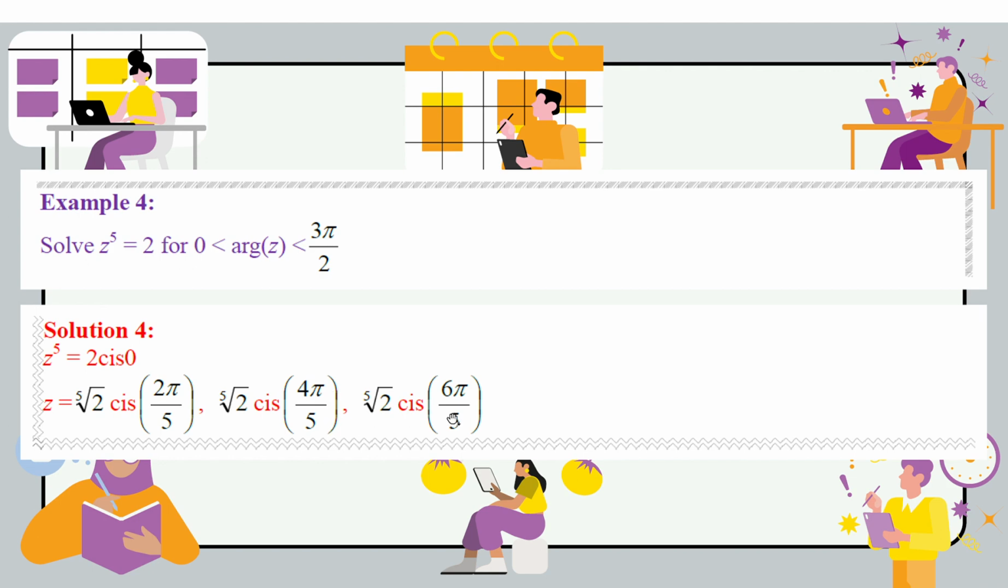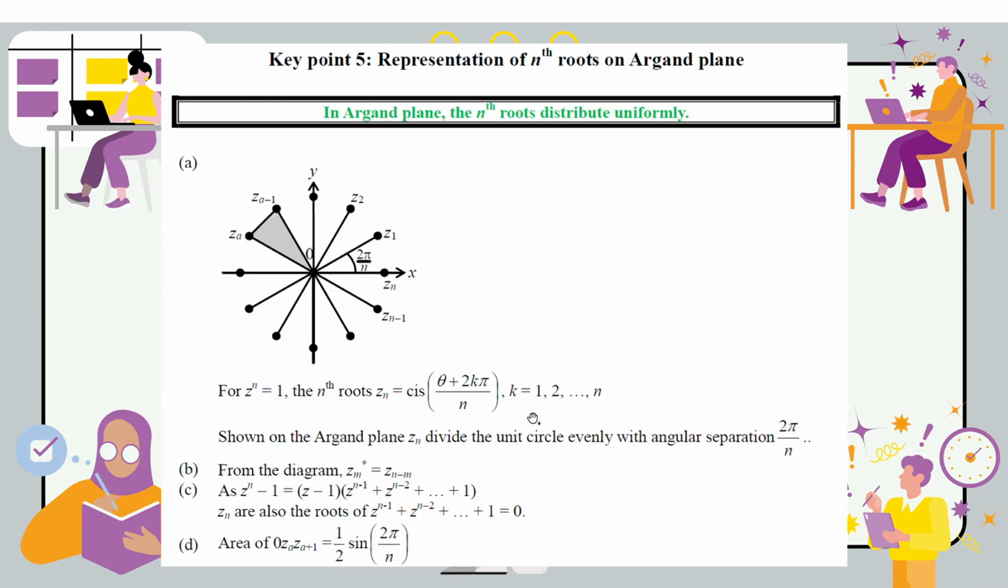So the first one is 2 pi over 5, and then 4 pi over 5, 6 pi over 5, and then next is 8 pi over 5. Oh no, 8 pi over 5 is larger than 3 pi over 2, so you have to stop there. You got it? Well done.